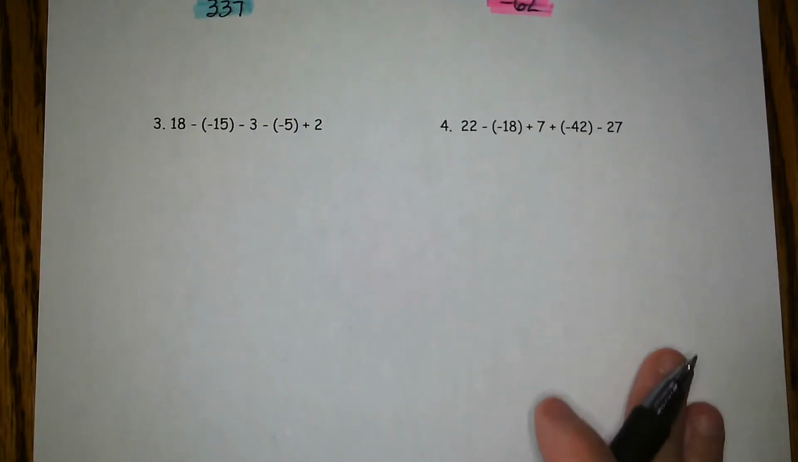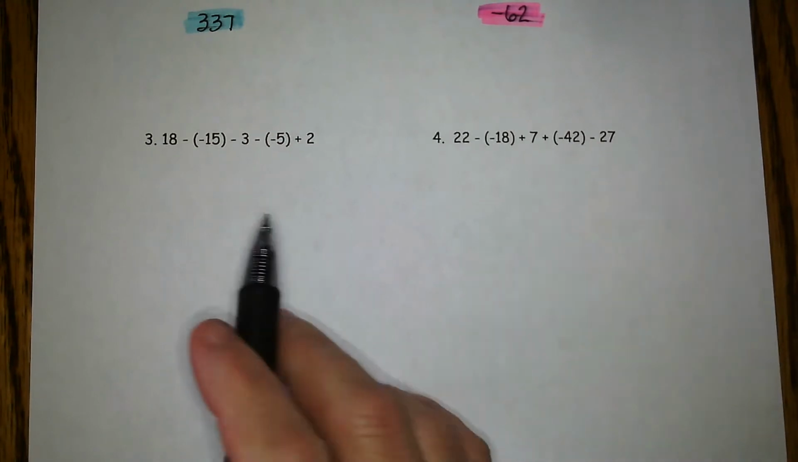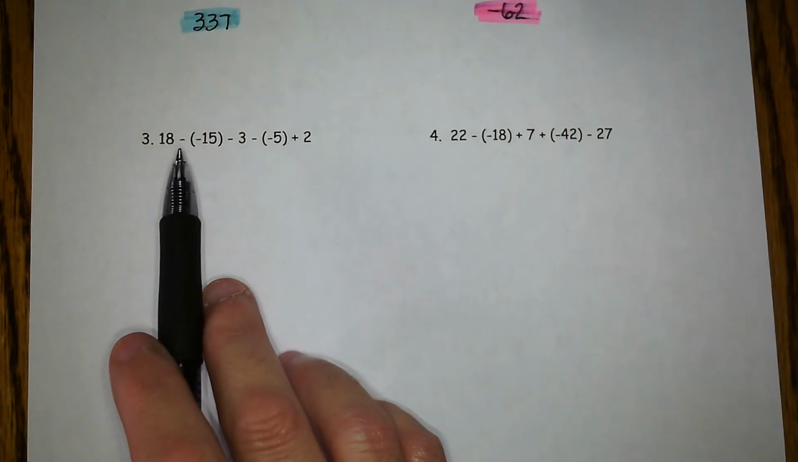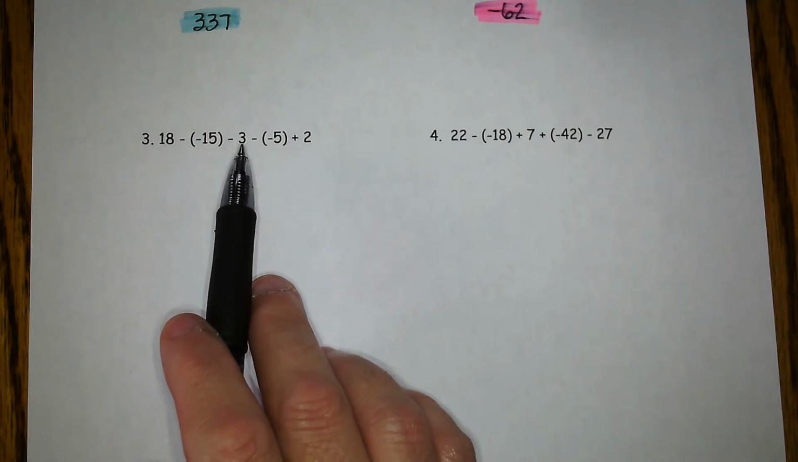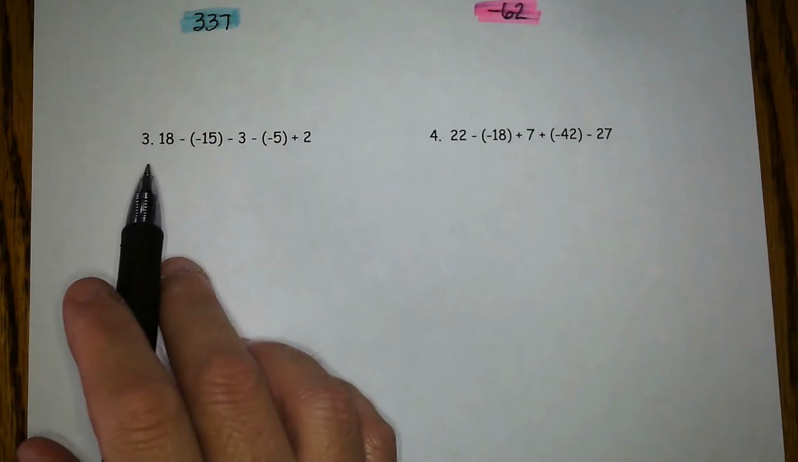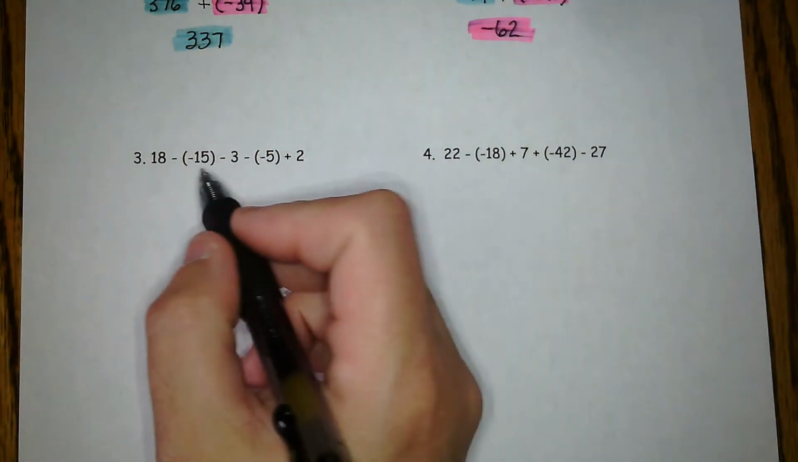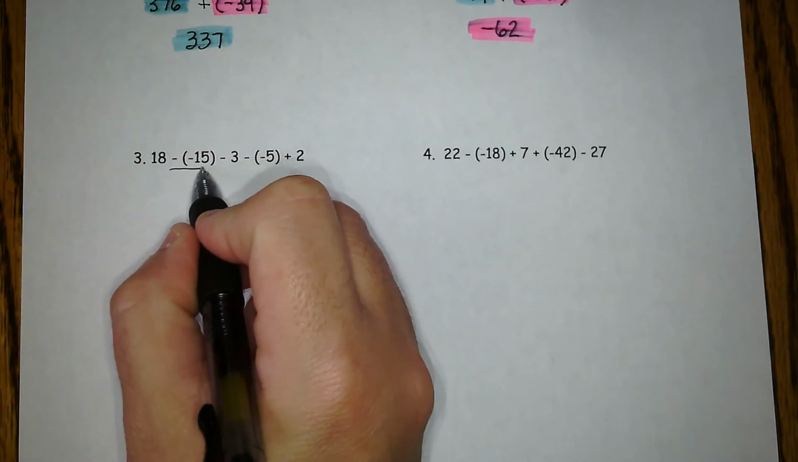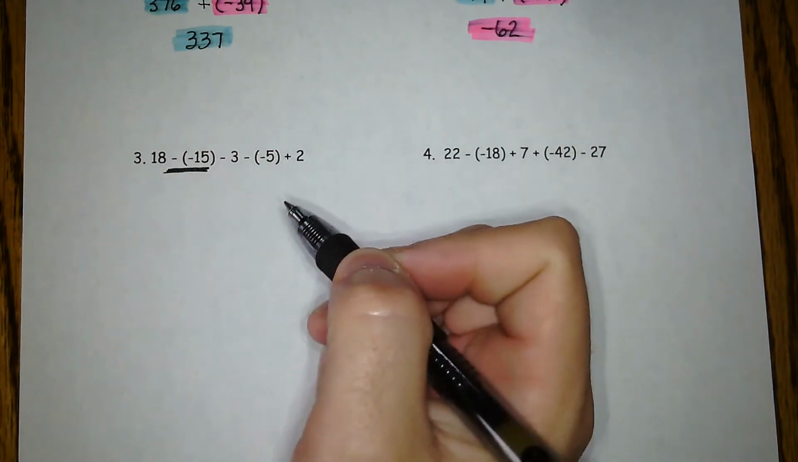When we get to number 3 and 4 on the warm-up, what do you notice? What's different? I've got 18 minus negative 15 minus 3 minus negative 5 plus 2. So I've got lots of subtraction in there. And remember that whenever we have a subtraction, we need to keep, change. So I'm going to underline where the keep, changes have to occur. The reason why I'm underlining is so that I don't forget.